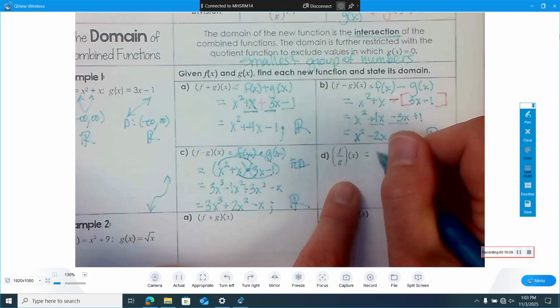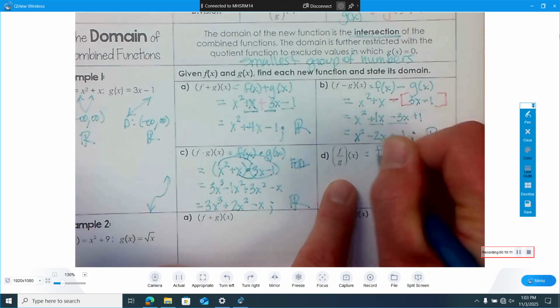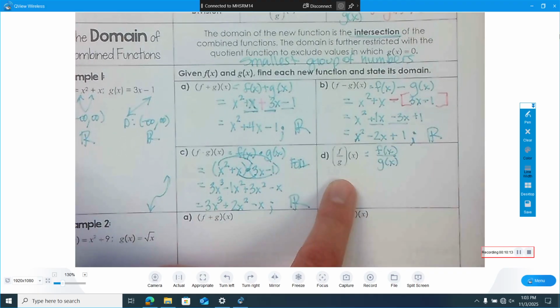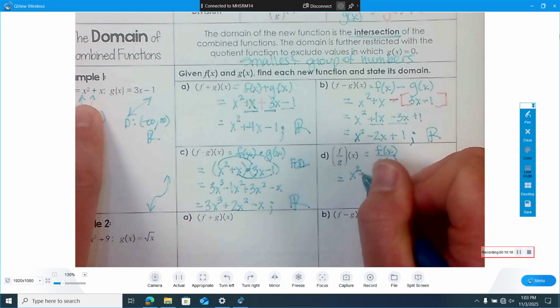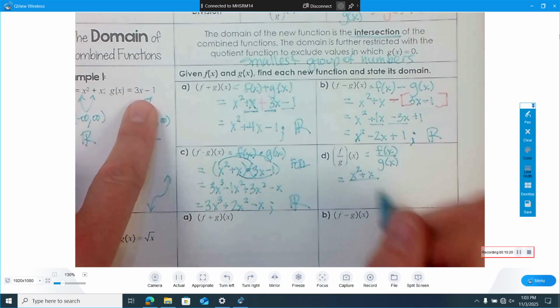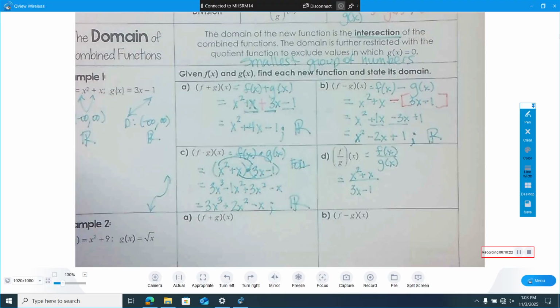Anyway. So D here we have f of x divided by g of x, which f of x is x squared plus x. G goes on the bottom, so that's 3x minus 1. And I can't do anything to clean that up. You might have to in Delta Math, though. Darn, I'm going to have to find one that you can do that.